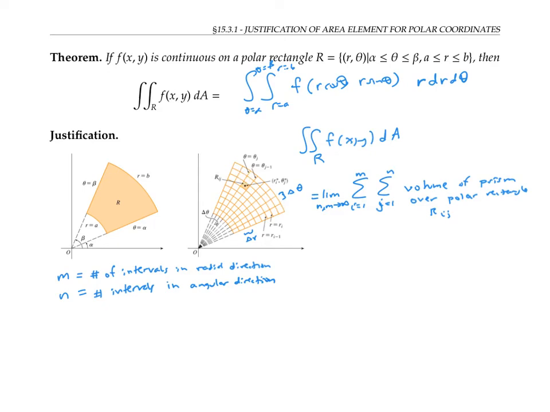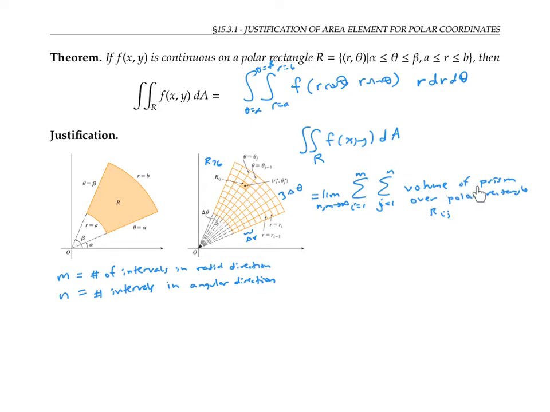So the little polar rectangle R_ij means I go i rectangles over in the radial direction and j over in the angular direction. So this rectangle here would actually be 1, 2, 3, 4, 5, 6, 7 in this direction, 1, 2, 3, 4, 5, 6. It would actually be R_7,6.